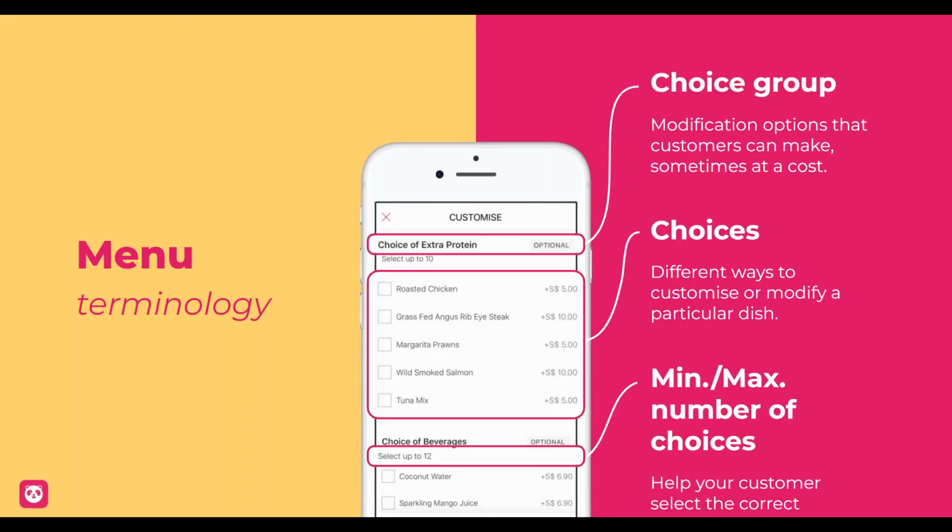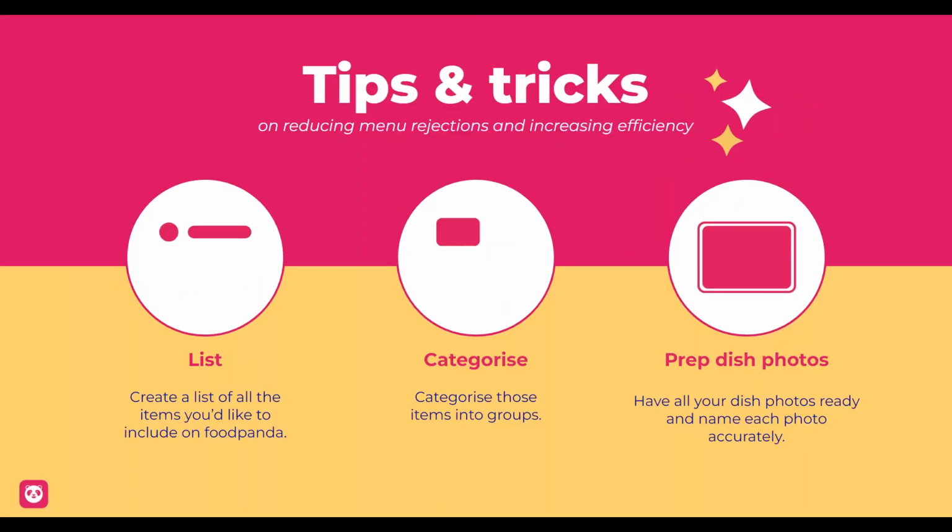Here we have choice groups, choices, and the minimum and maximum number of choices. In a choice group, there are modification options that customers can make, sometimes at a cost. And choices are the different options that they could choose to customize the dish. So here are some tips and tricks. You should have a list of all the items you'd like to include on foodpanda, categorize these items into groups, and have all your dish photos ready and name each photo accurately.